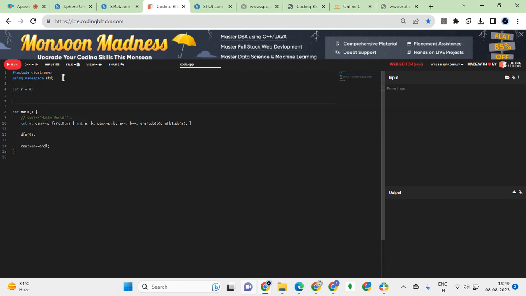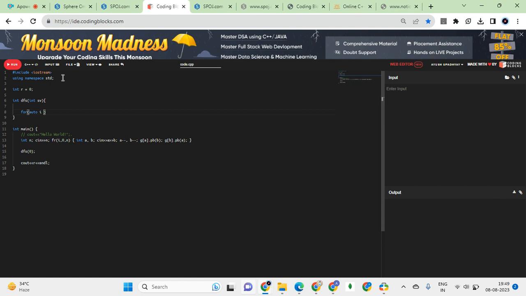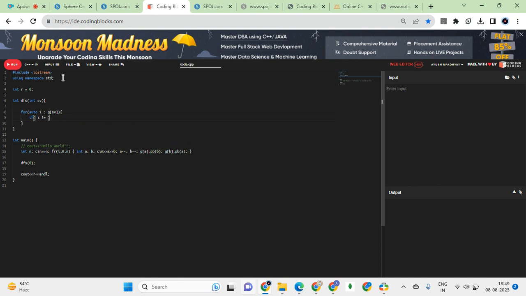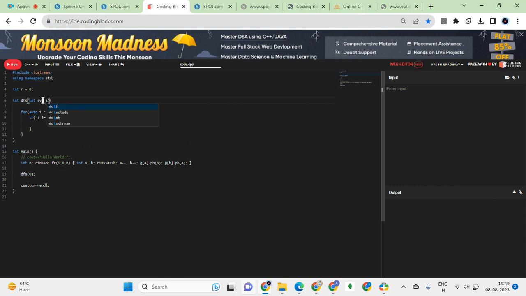R is 0. DFS int SV. auto I in G of SV. If I is not equal to what? Parent. Parent, you can create what needs to be done over here.